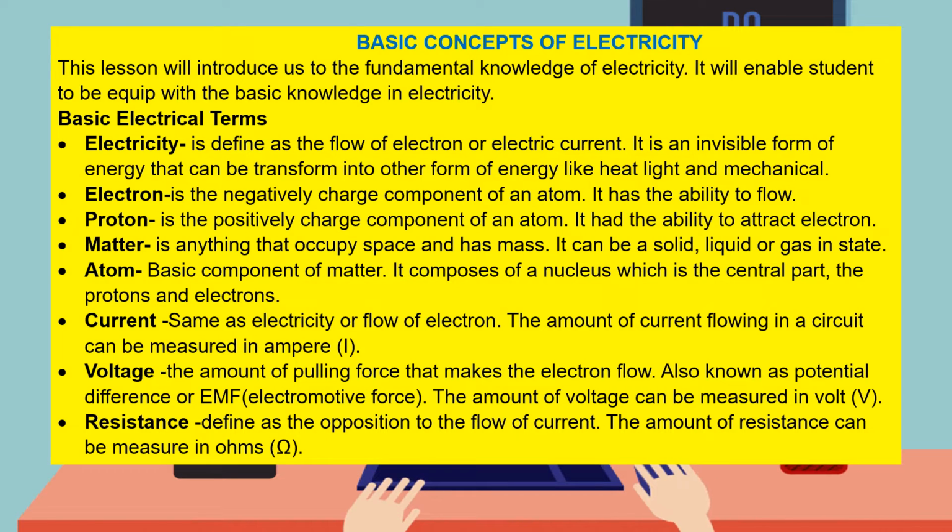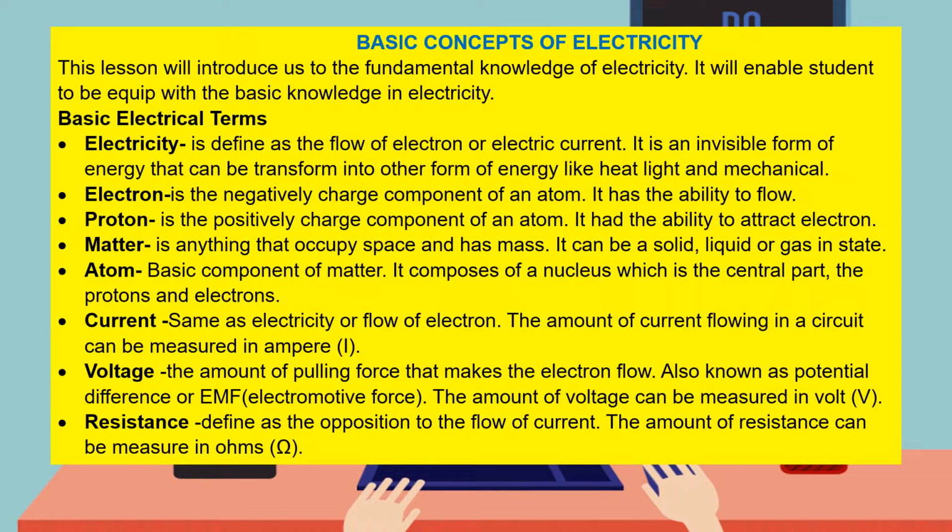It has the ability to flow. Proton is the positively charged component of an atom. It has the ability to attract electrons. Matter is anything that occupies space and has mass. It can be a solid, liquid, or gas in state. Atom, basic component of matter. It is composed of a nucleus, which is the central part, the protons and electrons.